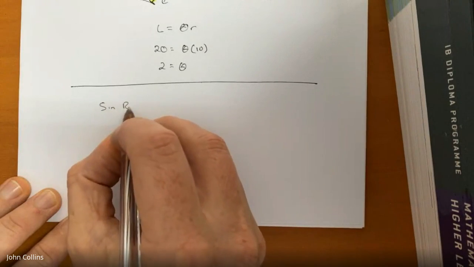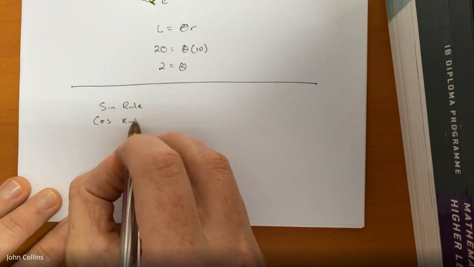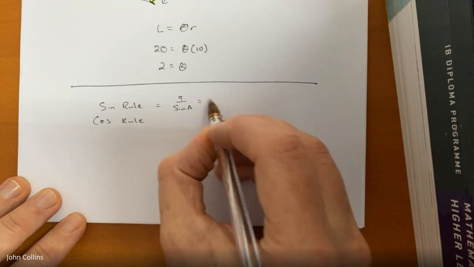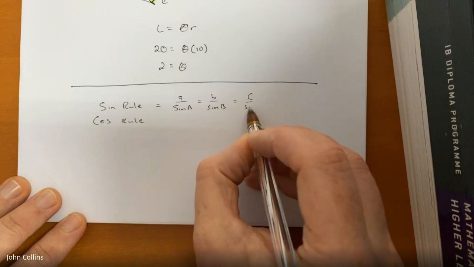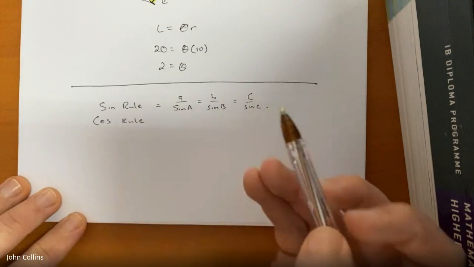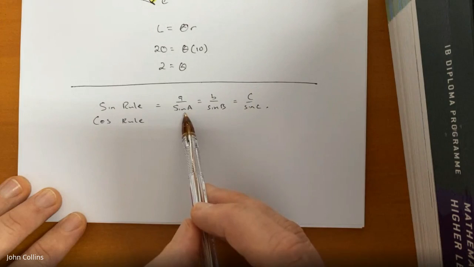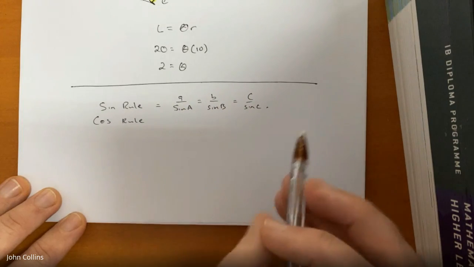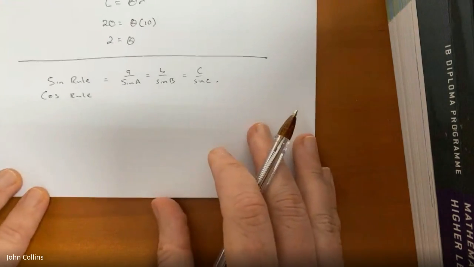All right, so the sine rule, you can spell it with an E if you want. The sine rule is a over sine A, so opposites, equals b over sine B, and c over sine C. That's the end of it. It's just saying that the ratio of a side to the sine of its opposite angle is the same for all of them. And if you think about that, that kind of makes sense. Well, it doesn't make sense to me.